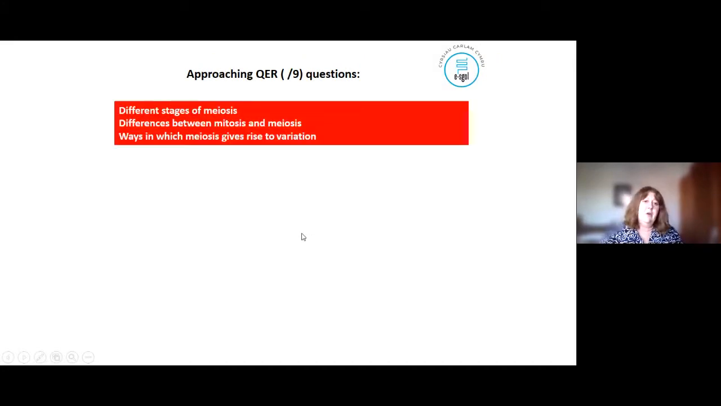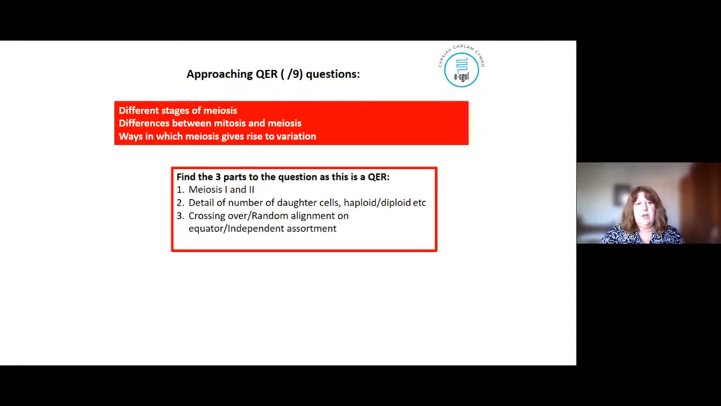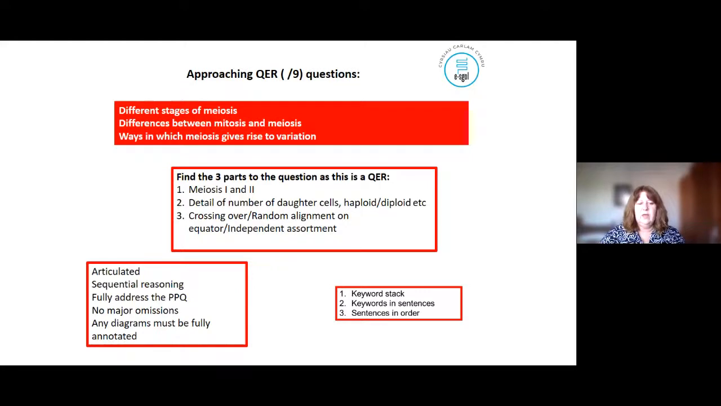Just another example of maybe 3 parts to the question. So here we go, QER questions. Don't forget, if you come across that, look for those 3 parts, because remember, you have to actually answer on all 3 parts. So I'm just giving you some details there of how you would chunk up the questions. You do your keyword stack, as I've told you before, get your keywords together, put them in sentences, put them in a sensible order, because then you hit all the marking points, and you've got an articulated sequential answer that fully addresses that question without any major omissions.